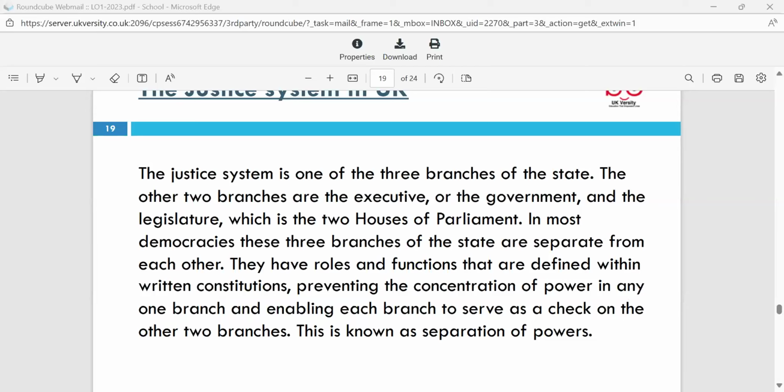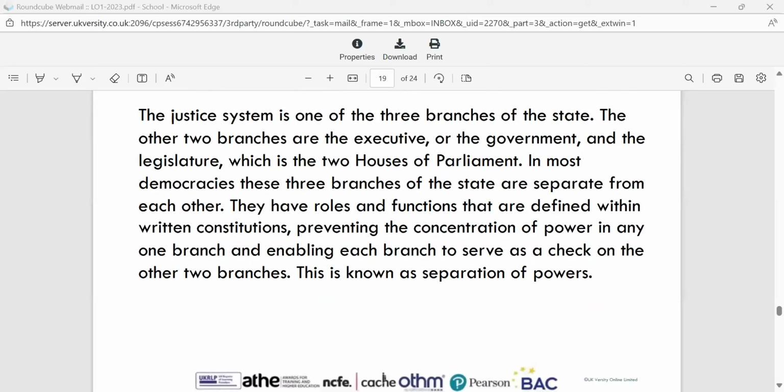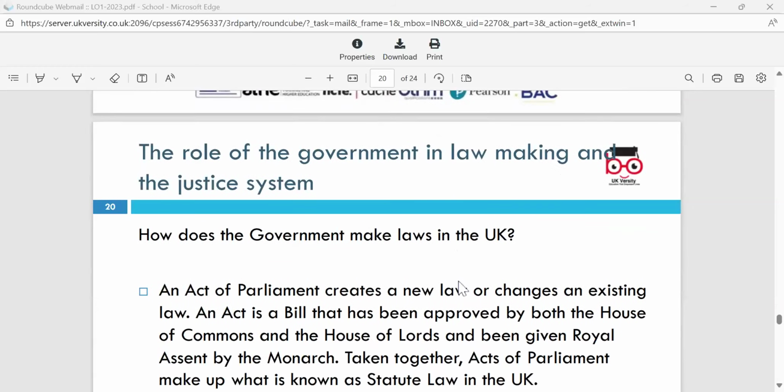And they work together, they're closely linked, but they are not separate to each other. They work together to ensure that society plays a big part of it, and there are checks and balances in place, because sometimes there can be the element of abuse of power between the branches.